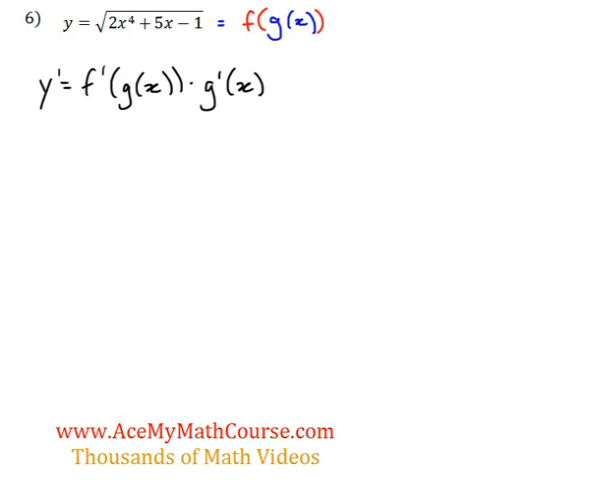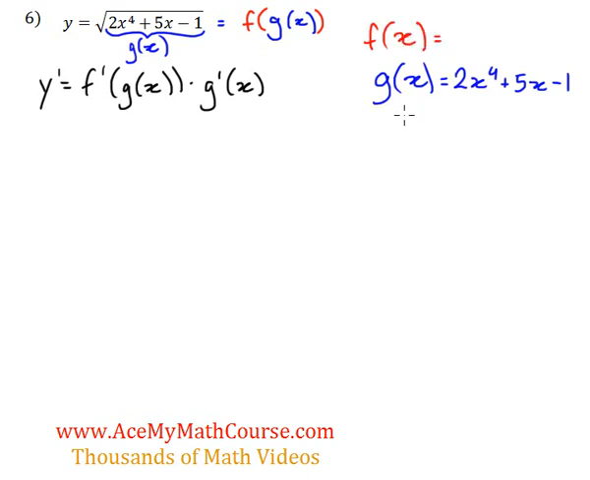Question number 6. So let's find the derivative of y equals the square root of 2x to the 4 plus 5x minus 1. So we need to find our inner function as well as our outer function. The inner function is just g of x. And this looks like a great choice for g of x. So the inner function is just 2x to the 4 plus 5x minus 1. Great. So what is our outer function? F of x. It's just going to be the square root of x.